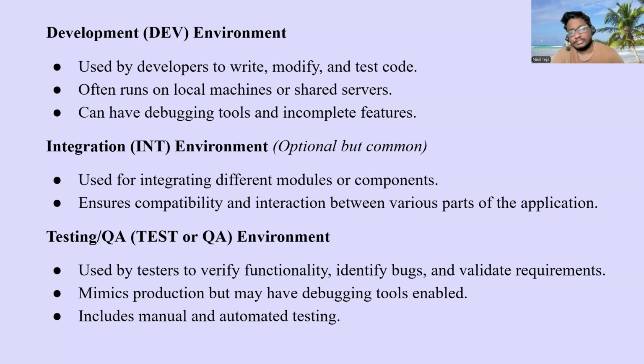Next is the testing or QA environment. These guys will be doing testing, used by testers to verify functionality, identify bugs and validate requirements. Quite intuitive, right? They will be verifying the functionality, identifying the bugs, and validating the requirements based upon the requirements given by the business analyst or the client.